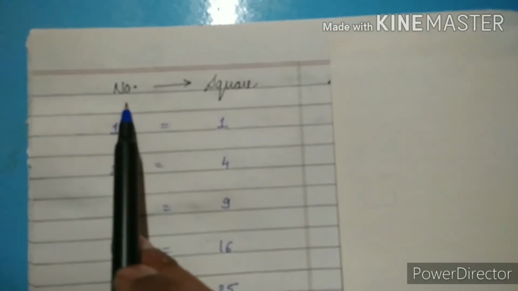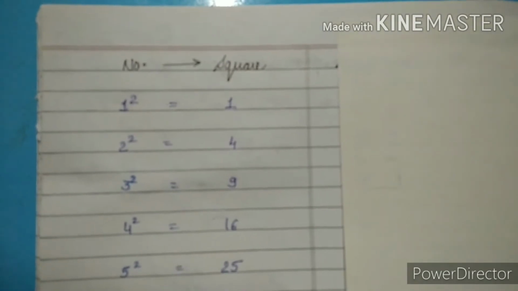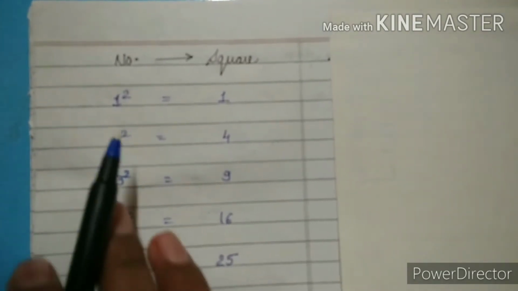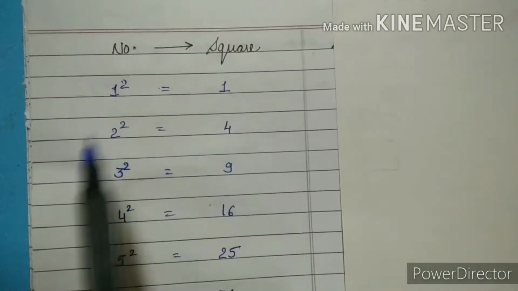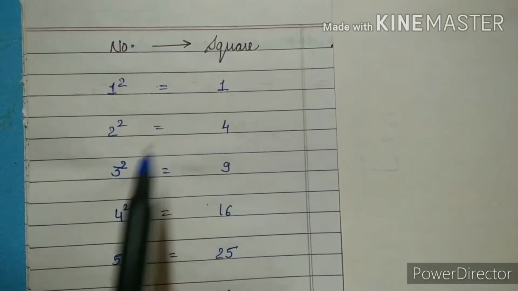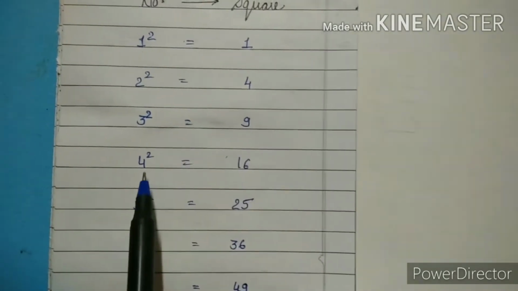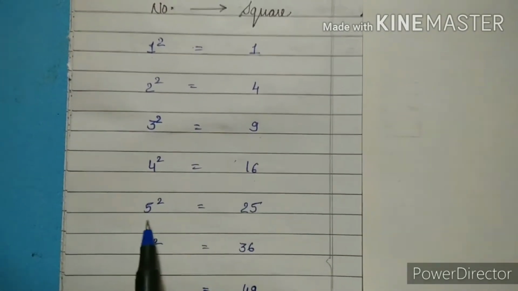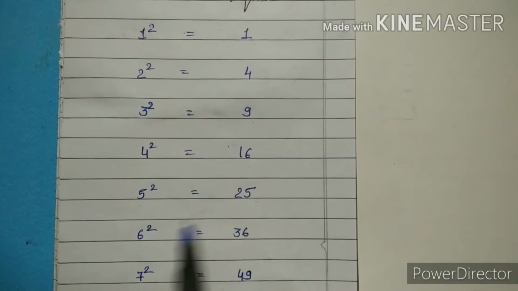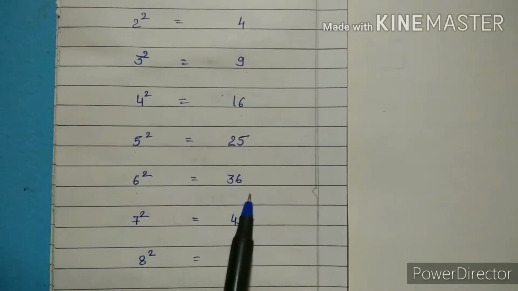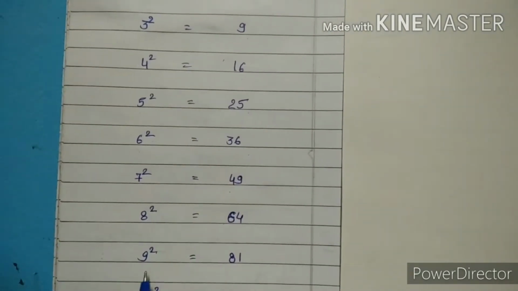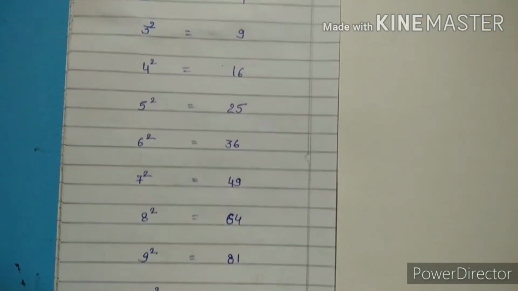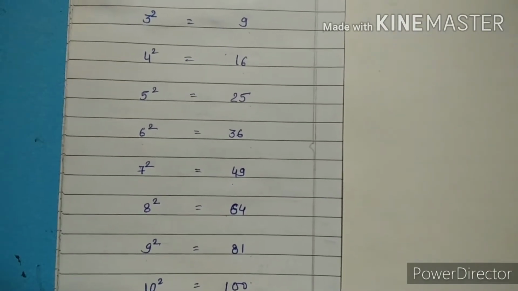Here we have numbers, and after taking their squares, we will see what we get. We already saw this in the previous video of 6.1. So 1 square gives us 1, 2 square is 4, 3 square is 9, 4 square is 16, 5 square is 25, 6 square is 36, 7 square is 49, 8 square is 64, 9 square is 81, and 10 square is 100.